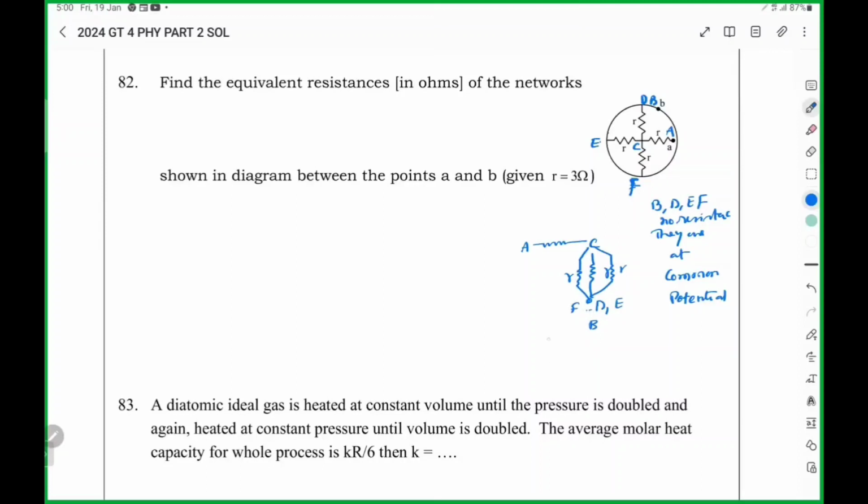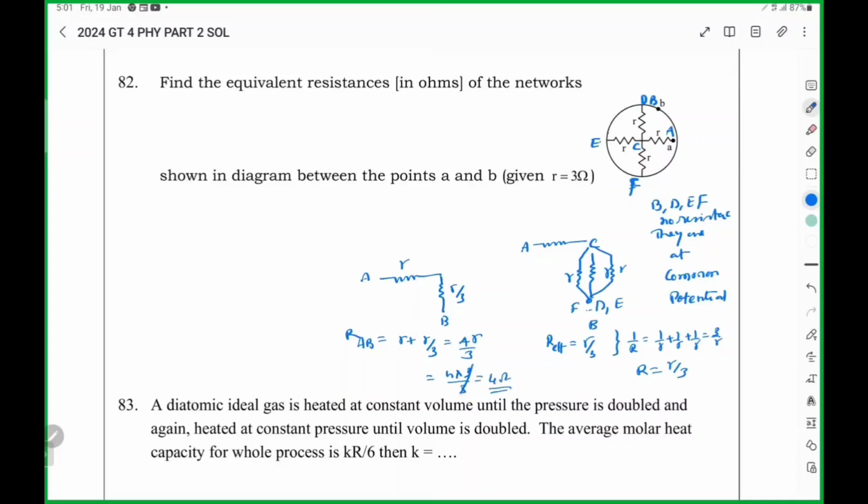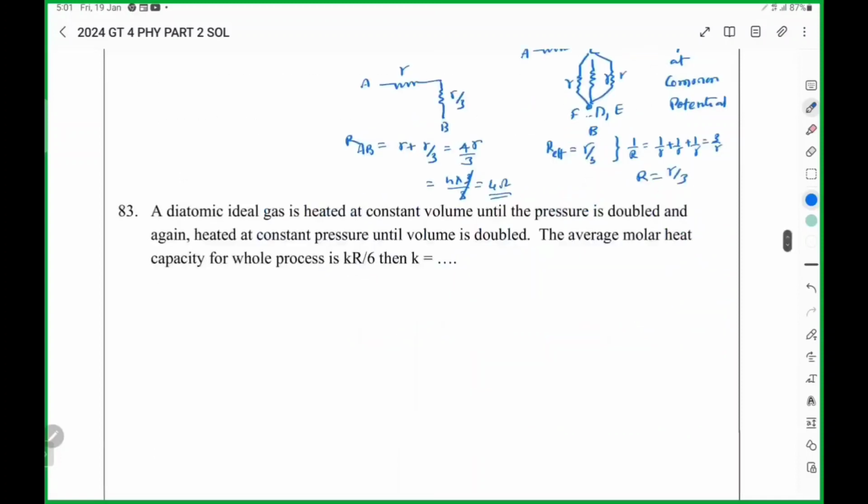These three R's are connected in parallel, so R effective is R by 3, based on 1 by R equals 1 by R plus 1 by R plus 1 by R, which is 3 by R. So now if you redraw the circuit, it will be R by 3 and R. So effective resistance between A and B is R plus R by 3. That R here is given as 3 ohms. So effective resistance is 4 ohms.